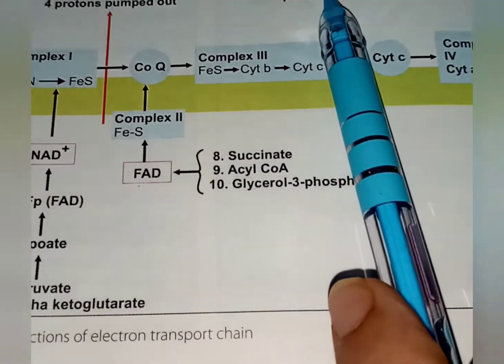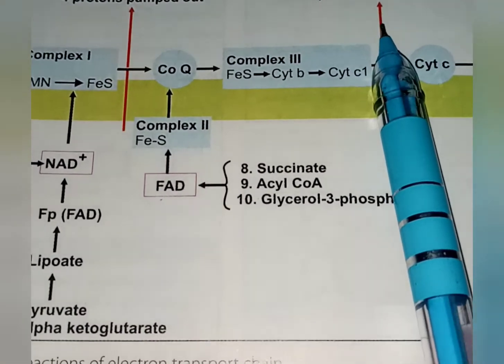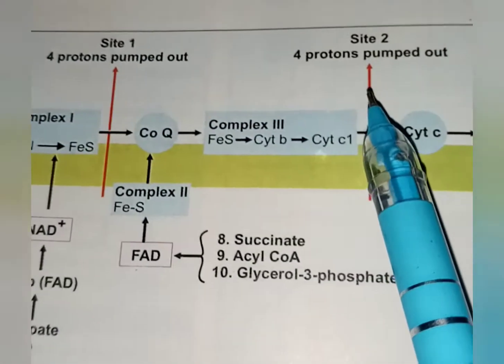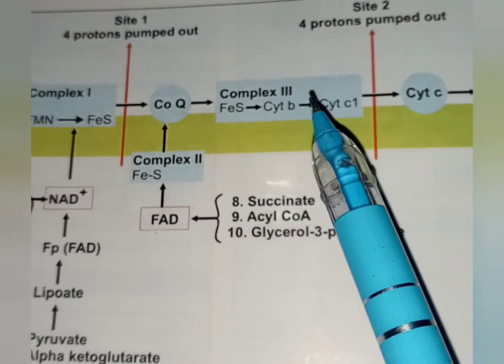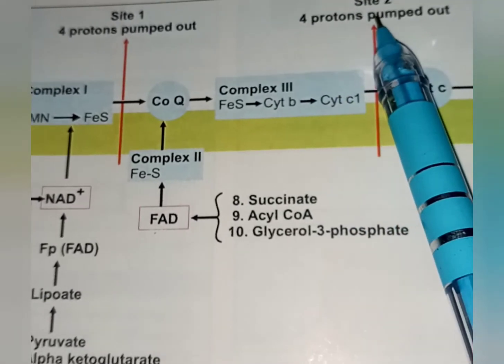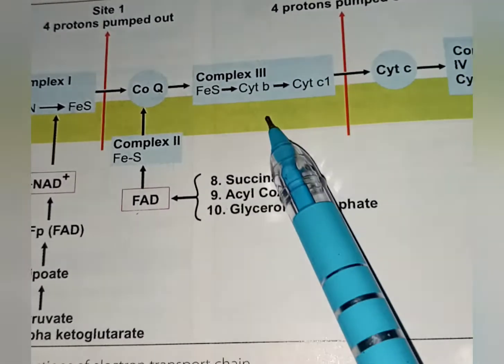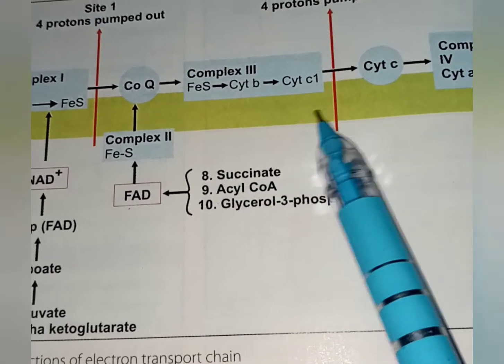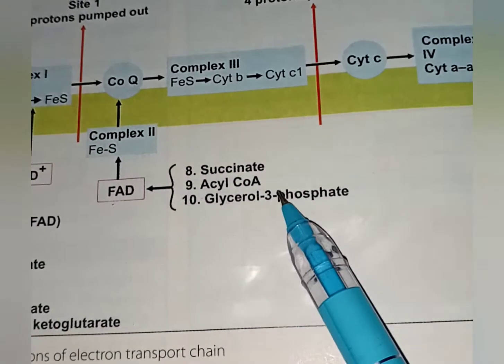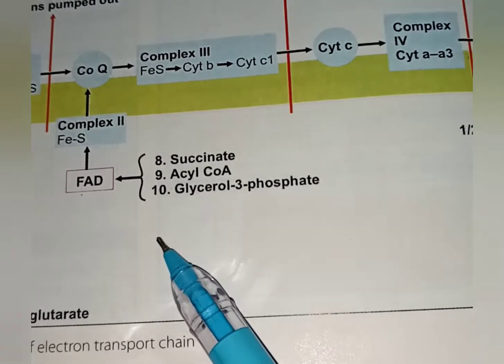Again 4 protons are pumped out. You should remember this: protons are being pumped out to which place? That is the intermembrane space. This is the intermembrane space. This is the inner membrane, and this is the matrix.